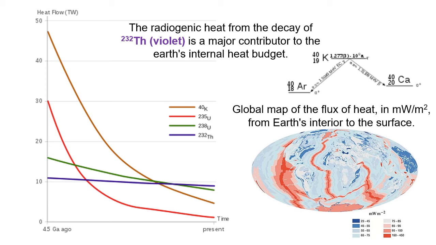Flux of heat from Earth to the surface is not uniform. You can look at a map and see that if you're sitting on a continent, you have much less heat coming from inside.